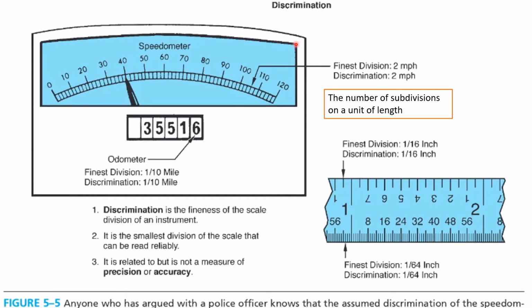So here we go. You're going to take a look at the discrimination. That's just a term telling you the number of subdivisions on a unit of length. And you can see here the finest division right there is 2 miles per hour. Therefore, the discrimination is 2 miles per hour.